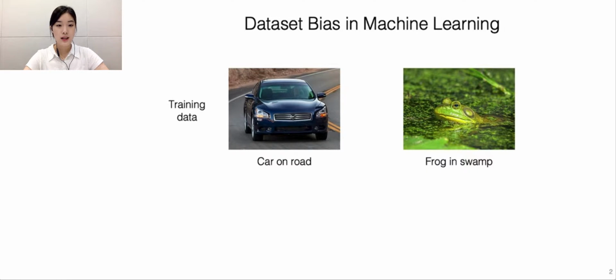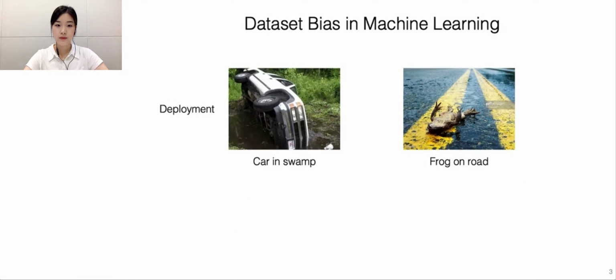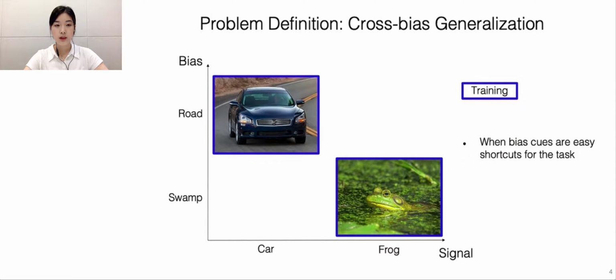So I'm going to talk about dataset bias in machine learning. Let's say our training data has most car images on the road and most frog images in the swamp. A neural network will see these patterns and use them to maximize accuracy. However, at deployment, when it sees a car in swamp or frog on road, relying on these patterns or biases in the dataset is not helpful for generalization. In other words, biases such as road and swamp are easy shortcuts to recognize car and frog.